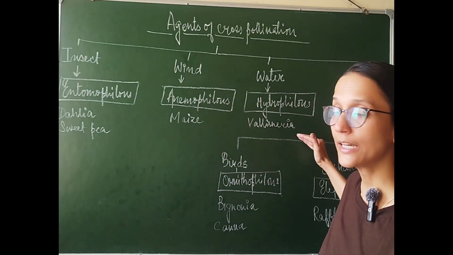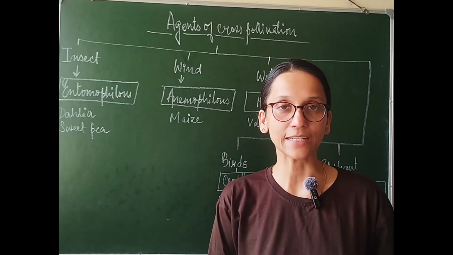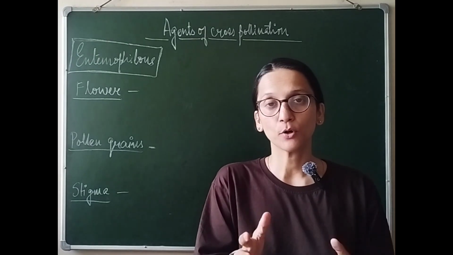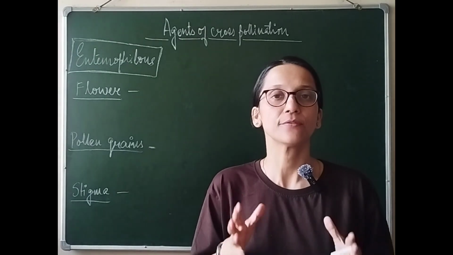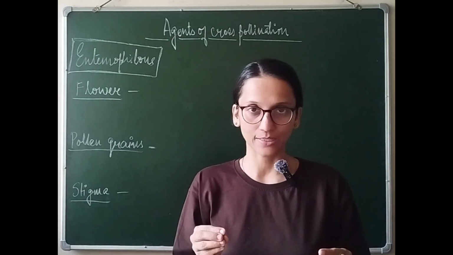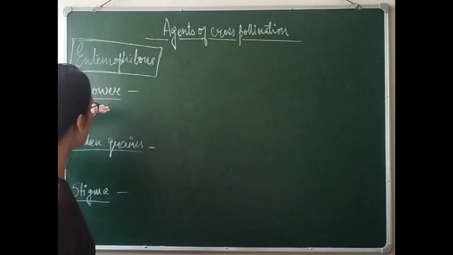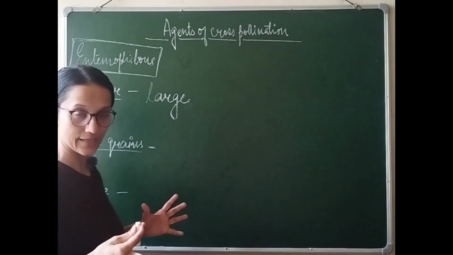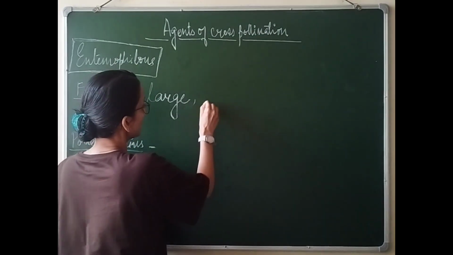अब हम धीरे धीरे हर एक type of pollination को details में समझेंगे. Let us start with entemophilous flowers. Entemophilous, that means the pollinating agents are insects. So in this, the flower is going to show modifications which will help the flower to attract pollinating agents like different insects. So in this, the flowers are going to be large so that they are well seen, and if they are small in size, then they will be in cluster.